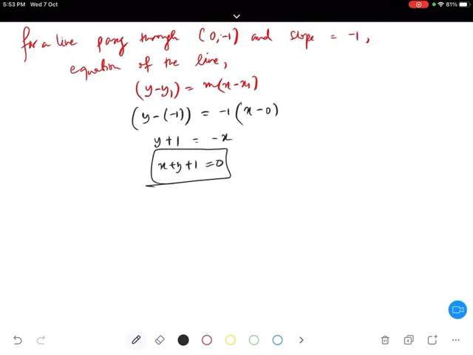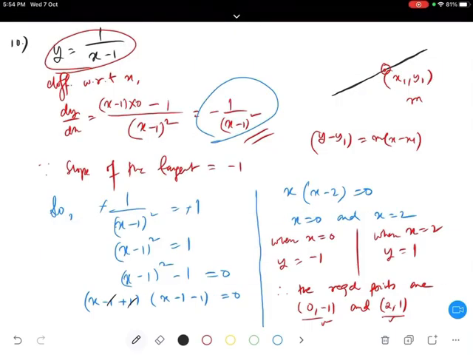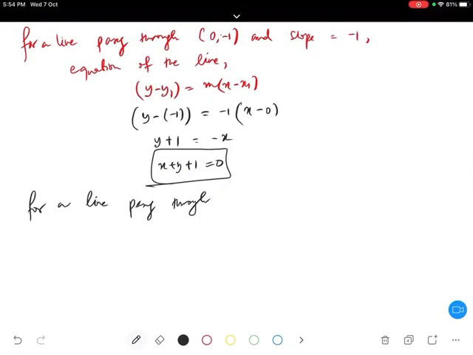So this is my first equation of the tangent. Now the second equation will be what? For a line passing through 2 comma 1 and with slope equal to minus 1, here we have the equation.